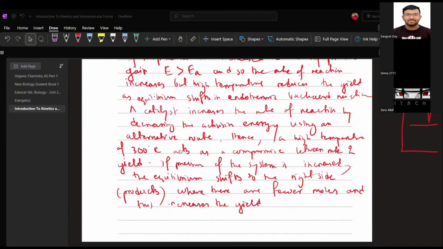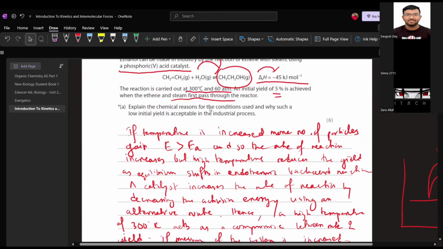Okay. So some of the points that I have discussed, did you understand why a temperature compromise is used? Why do we have to compromise to a certain temperature? I think you understood that. Why did we use a catalyst? And the pressure case we also discussed. And the last thing, you need to give a conclusion, is that they say low initial yield is acceptable in the industrial process.